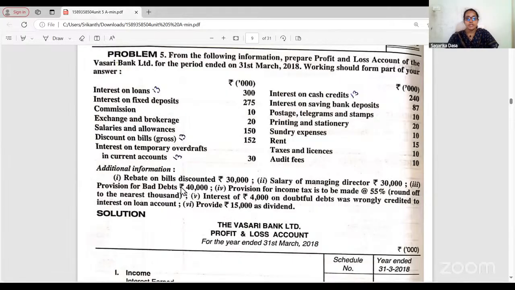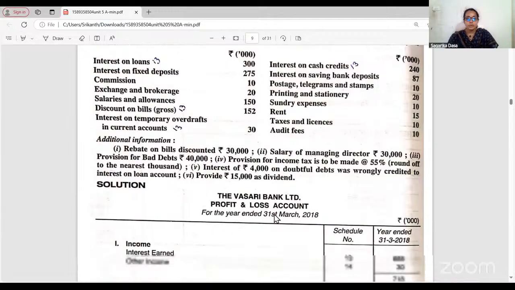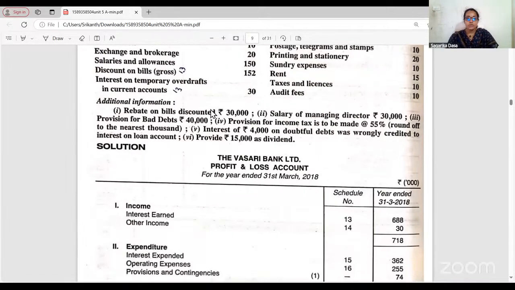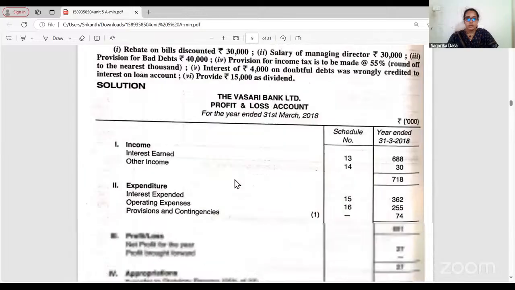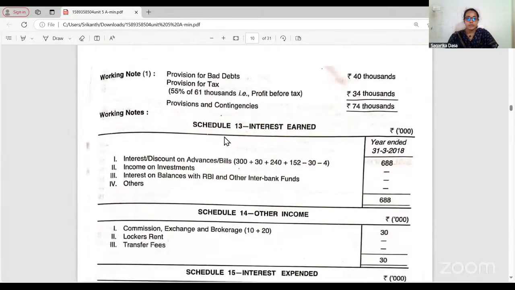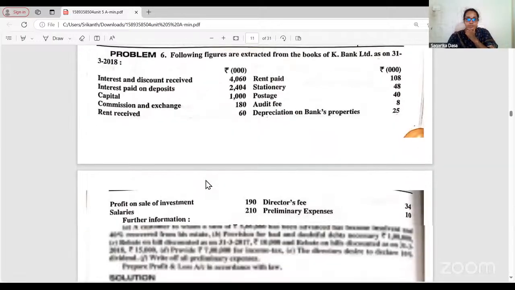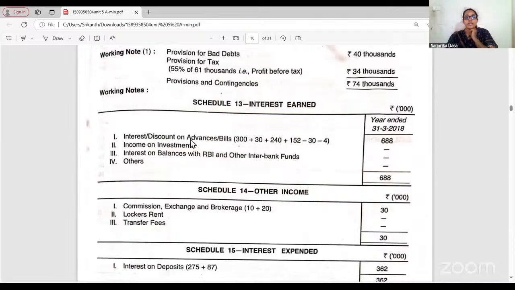Now adjustments are given. Rebate on bills discounted. Always remember, adjustments will have two effects if you can remember. But here we are preparing only the P&L account, so we will show only one effect. Now, adjustment, if you see, interest earned. We have interest. Schedule 13, interest, discount and advances on bills.